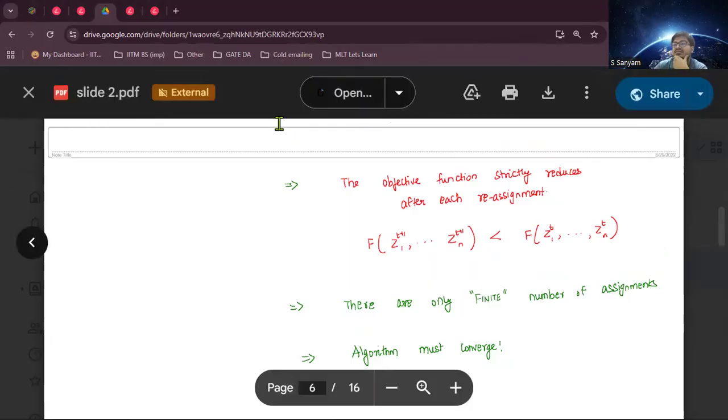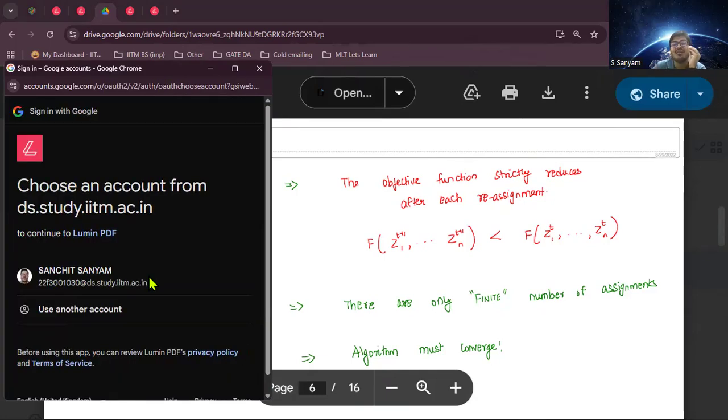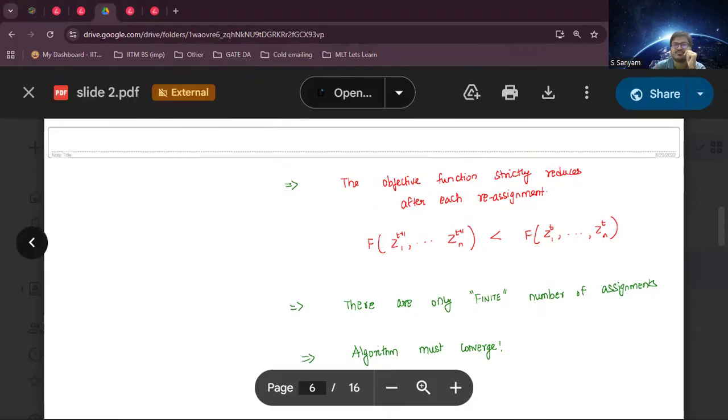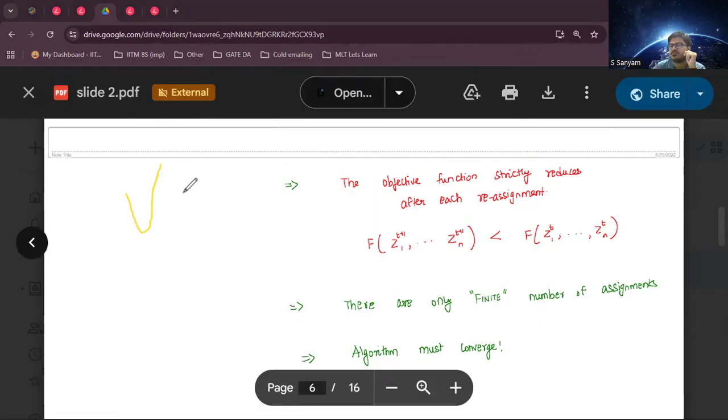Now that is the catch: will it give the global minima or global maxima? Basically, we can do something. Suppose initially we are here.